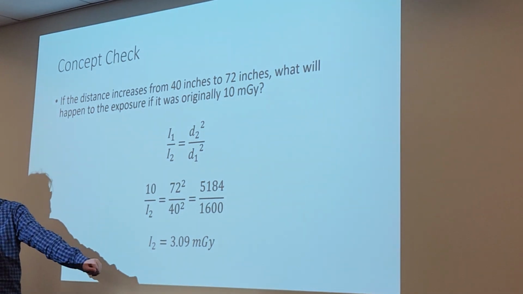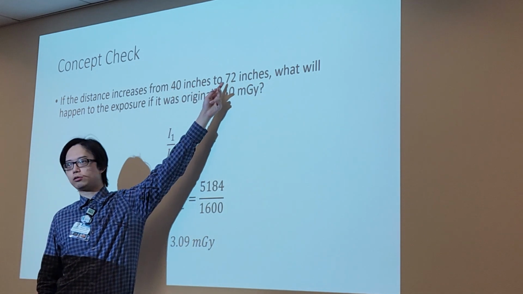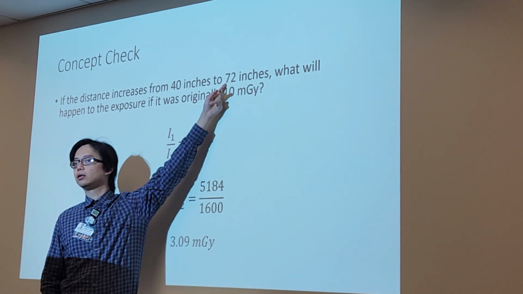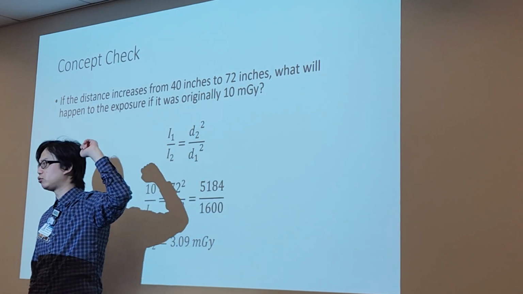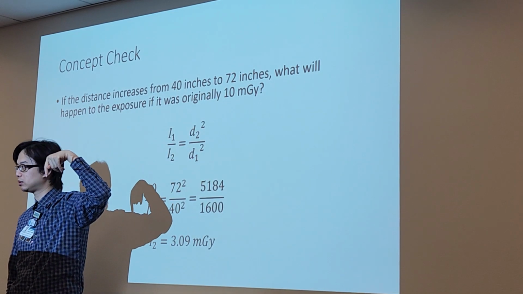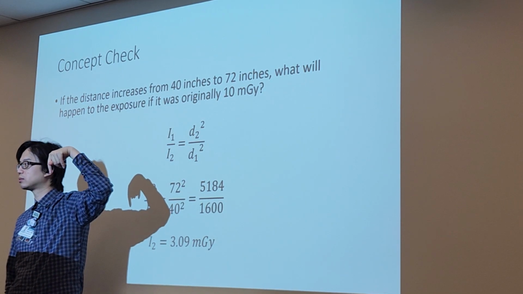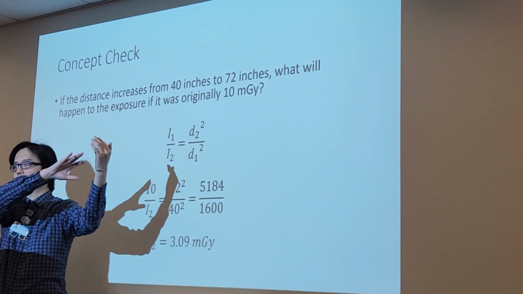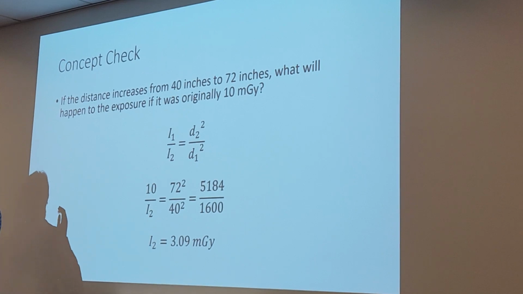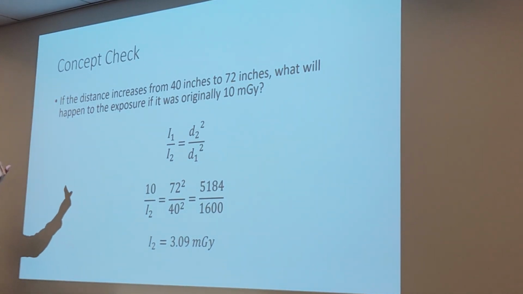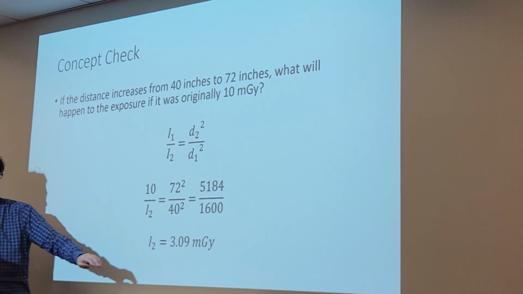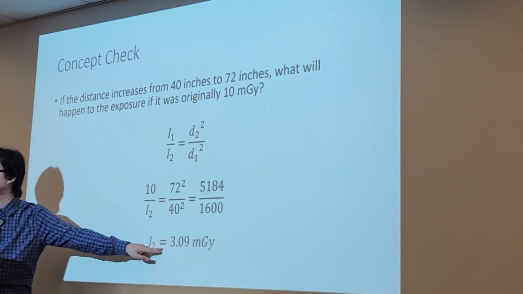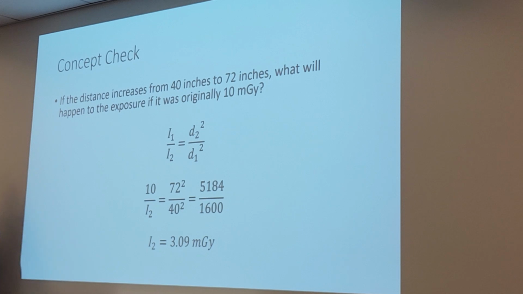Let's double check our work. Did the distance increase or decrease? Increase. If it increases, do we expect exposure to go up or down? Down, right? The farther away you are, the fewer X-rays reach it. Just think of a flashlight. The farther away the flashlight is, the less bright the light becomes. Same idea. So, did our exposure go down? It did. That means we did it correctly. Very good.